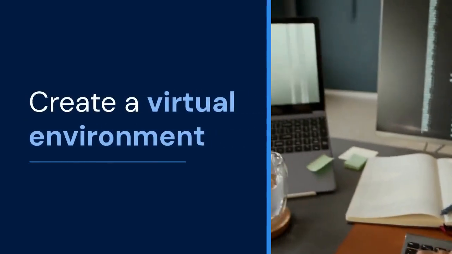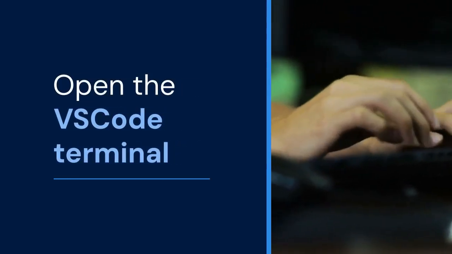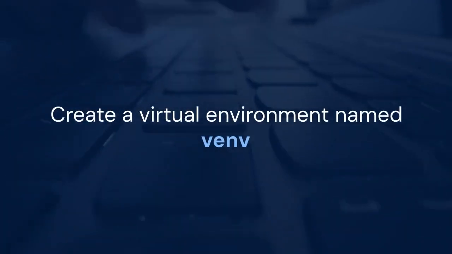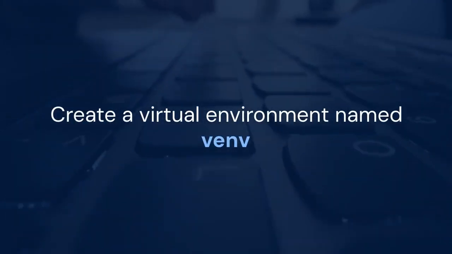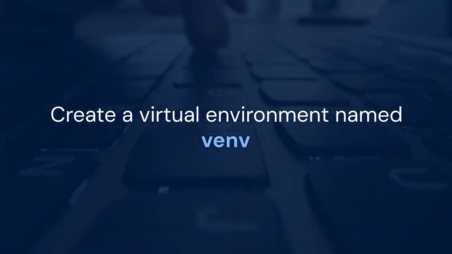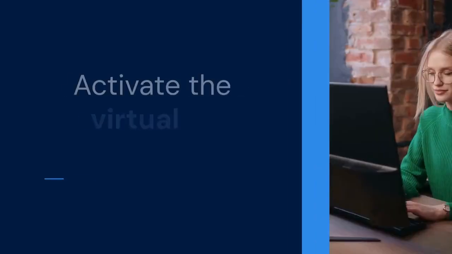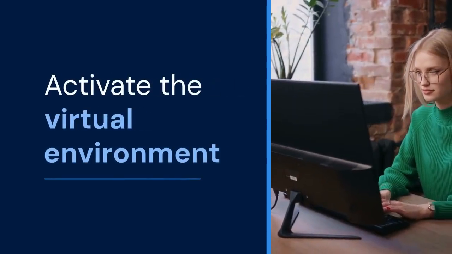Next, we need to create a virtual environment. Open the VS Code terminal by going to View and then Terminal. In the terminal, type python -m venv venv and press Enter. This creates a virtual environment named venv. Then, activate the virtual environment.